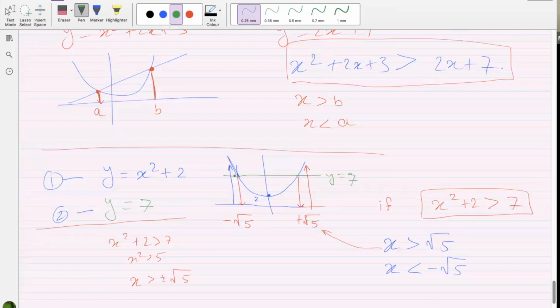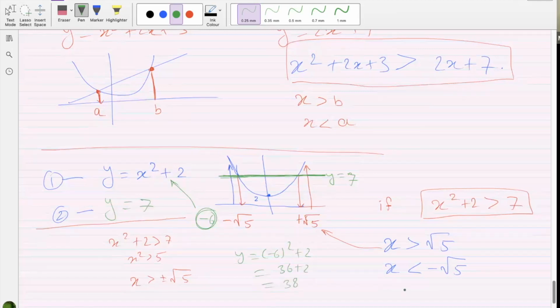One point: whenever you choose the value of x, we are comparing the values of y. If I choose any number on the left hand side of minus square root 5, let's say minus 6, when we plug in the value, y equals minus 6 squared plus 2. This is 36 plus 2, which is 38. And 38 is clearly more than 7.